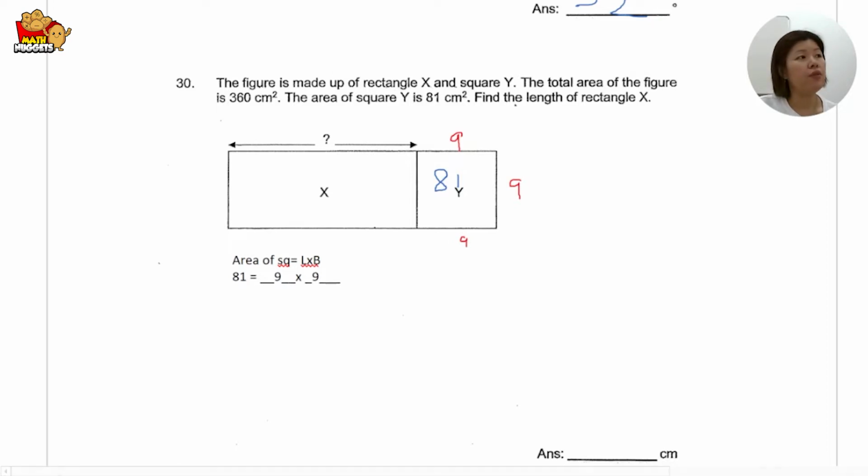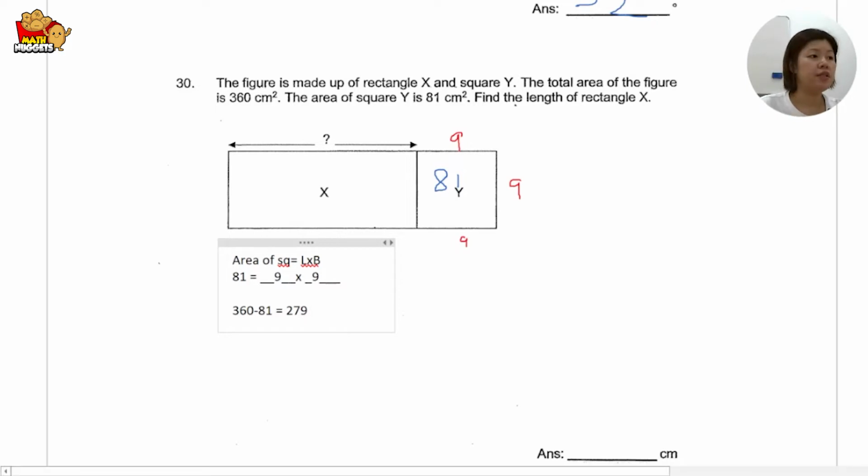And the total area of the whole figure is actually 360, and the square is 81. We can take 360 minus 81. It will actually be the area of my rectangle. Okay, so 360 minus 81 is 279. So meaning this is 279.